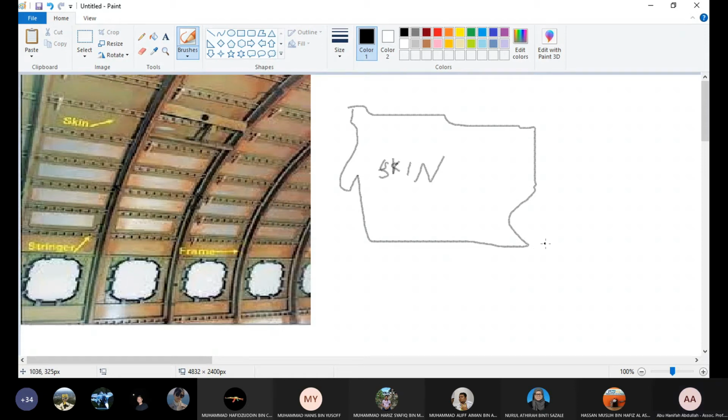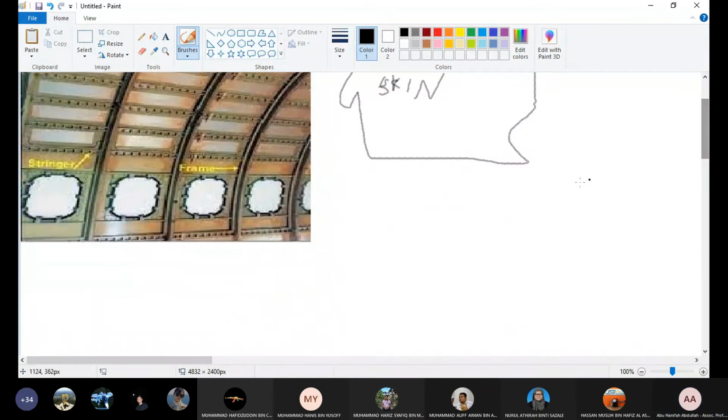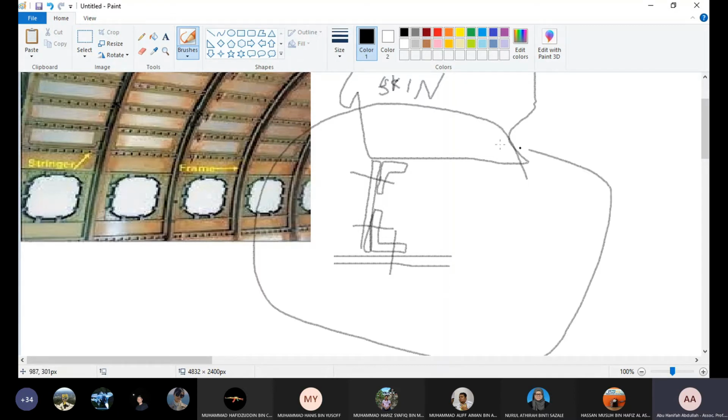And we have frame. Frame is the makeup of angle pieces, skin, another angle, and web. Rivet them together to the skin. So the whole thing here is considered as frame. So this is frame construction.